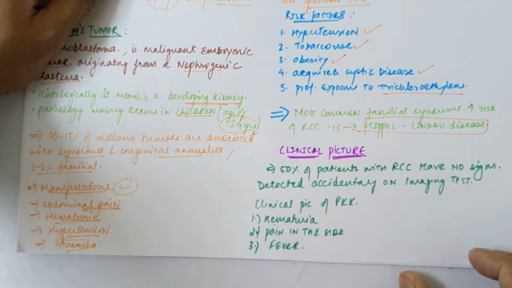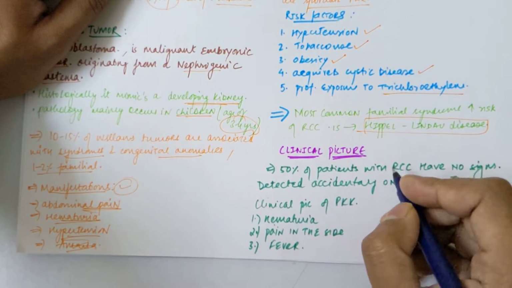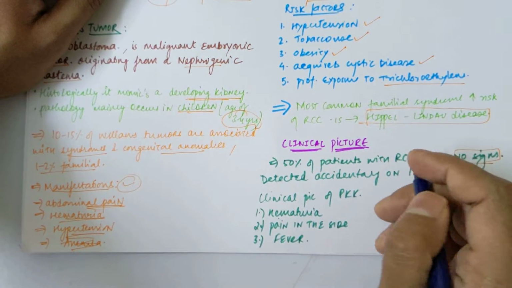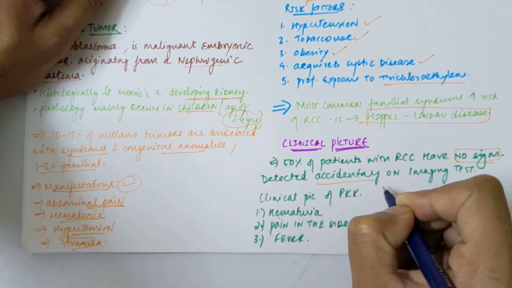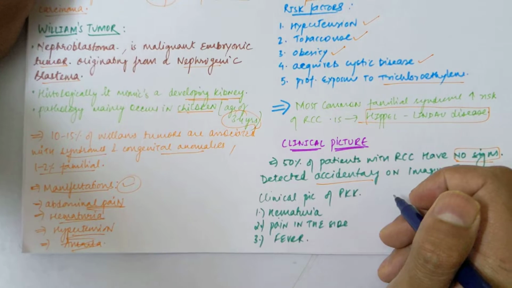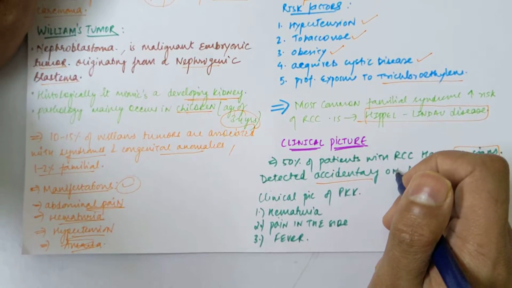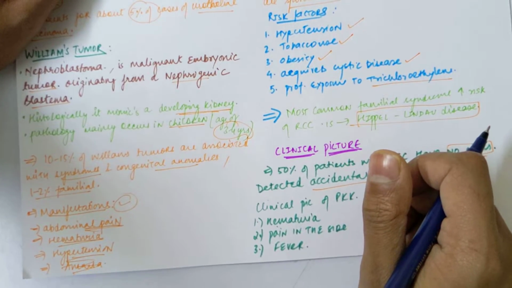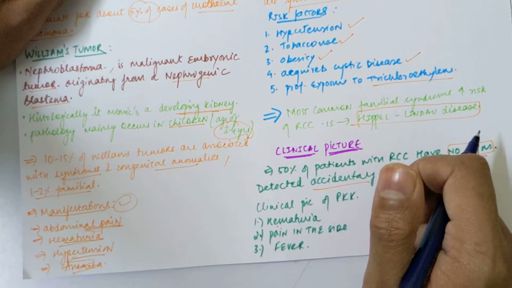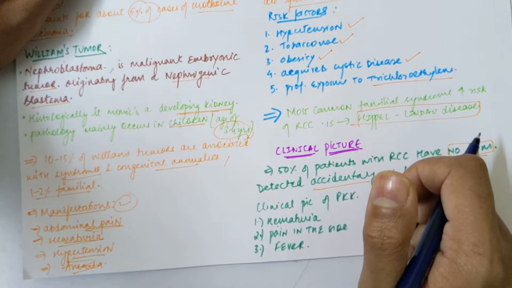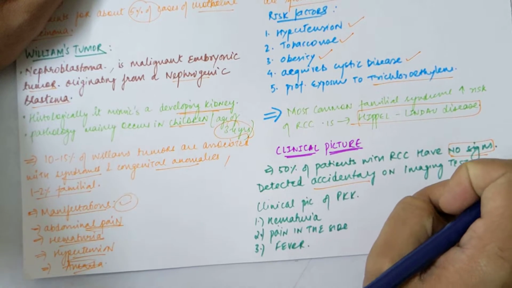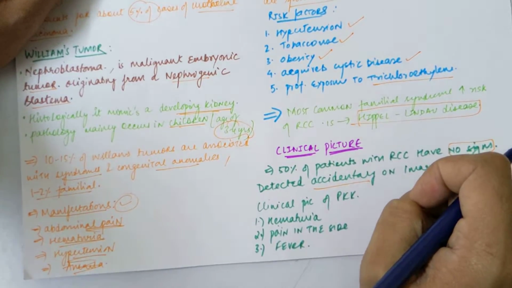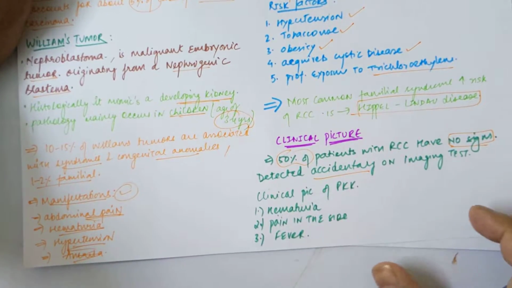Now what is the clinical picture for a patient with RCC? 50% of patients with RCC have no signs initially. No signs can be detected in the patient, but it can be detected accidentally on an imaging test done on the kidney or anywhere in the urinary tract. Because there is no sign, we don't know whether the cancer is there or not. So if a patient comes for another diagnosis and we do an imaging test like CT scan, MRI or X-ray, we may find the cancer. Otherwise 50% of patients have no signs or symptoms.